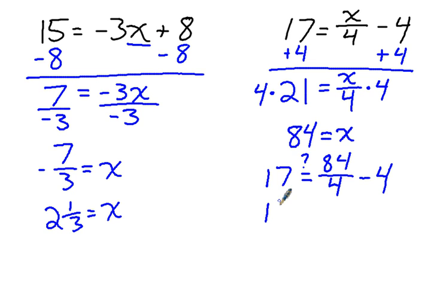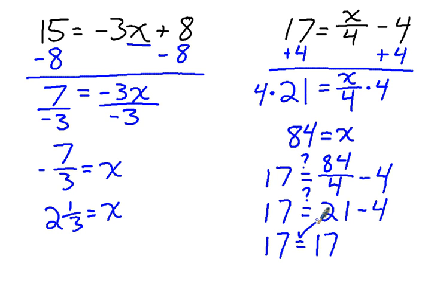We're going to investigate. So first thing, I'm going to do 84 divided by 4, and I get 21. Then I'm going to do 21 minus 4. Still don't know if this is the same. Oh, I'm going to know in a moment. And 21 minus 4, well, sure enough, that is 17, so I did get that right.